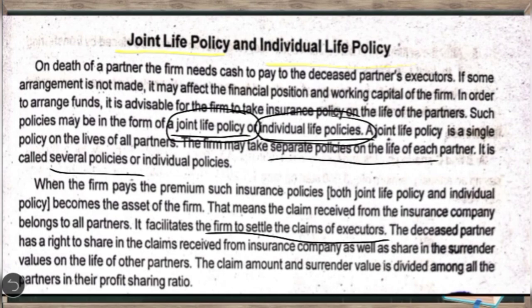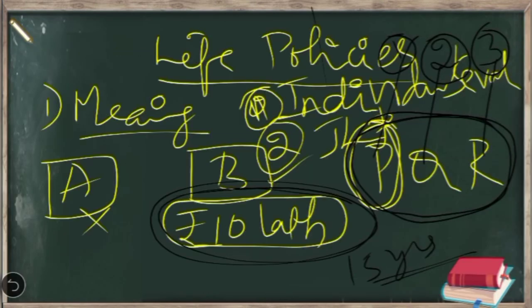When the individual policies are taken up, let us say here I gave the example of having three partners in a firm, P, Q and R. So there are three partners and they will take up three individual policies, three several policies in the name of P, Q and R. Okay, now in case of individual policies, we have solved some questions on this concept.